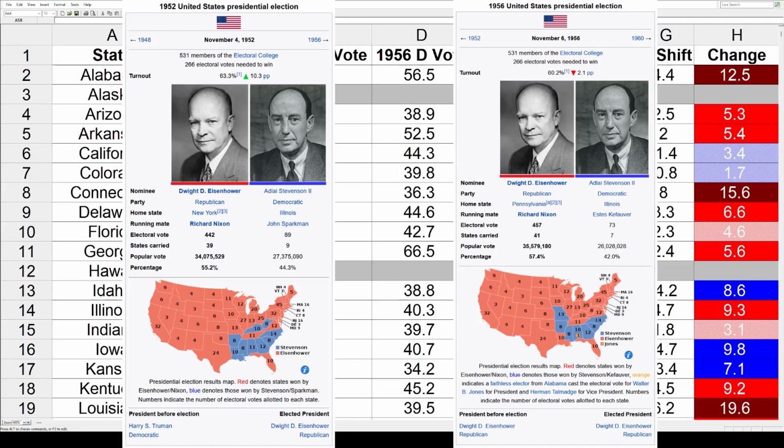This time Eisenhower did better. He got 457 electoral votes, carried 41 states, with over 57% of the popular vote. This time Stevenson went down to 73 electoral votes, carried 7 states, and got 42% of the popular vote. So definitely an improvement for Eisenhower. Let's get back to the spreadsheet.